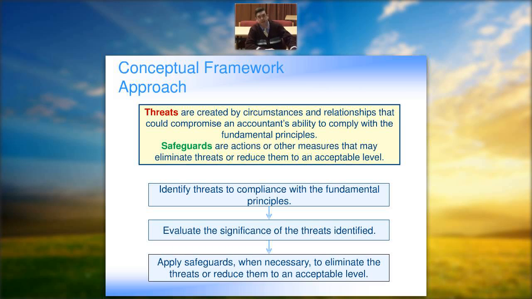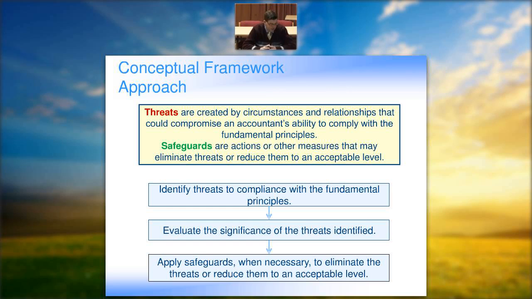Now, the conceptual framework approach talks about the fact that the basic principles can be threatened by circumstances and relationships that could compromise an accountant's ability to comply with the fundamental principles. So, safeguards are actions or other measures that may eliminate threats or reduce them to an acceptable level. So we have this idea of: here are the principles, here are the threats that could cause you not to meet the principles, and here are the safeguards that you put in place in order to ensure that your use of the principles is not threatened, essentially.